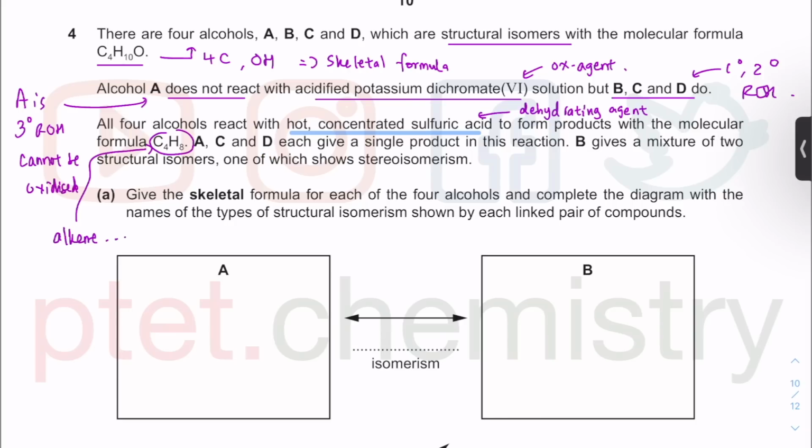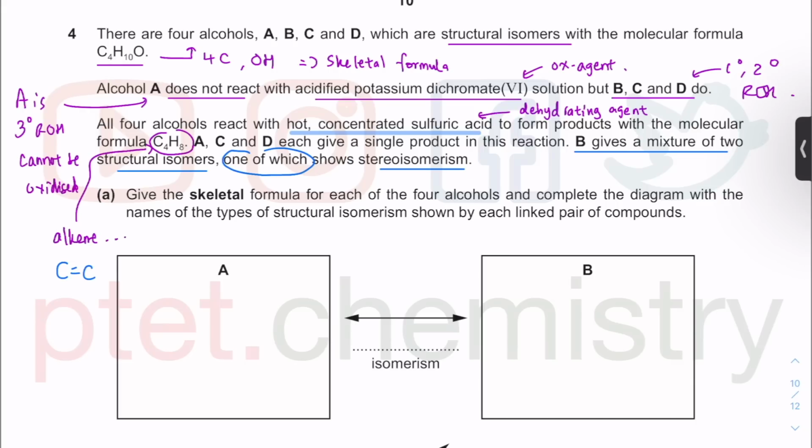Now A, C, and D each give you a single product in this reaction. But what is important is that B gives you a mixture of 2 structural isomers, and out of the 2 structural isomers, one of them shows stereoisomerism. When you have alkenes and stereoisomerism, based on the definition we had in the earlier questions, stereoisomerism is broken down into optical isomerism with a chiral carbon. That is less likely given that you have 4 carbons, but we'll check in a bit. The other thing to consider with carbon-carbon double bond alkene chemistry is cis and trans, which is geometric isomerism.